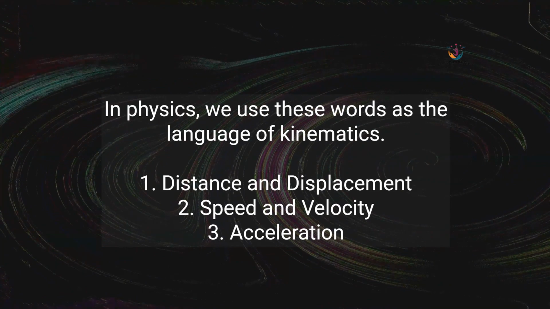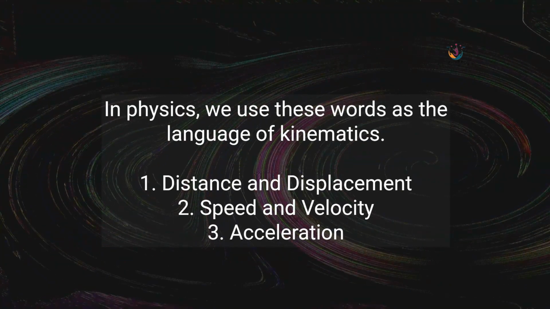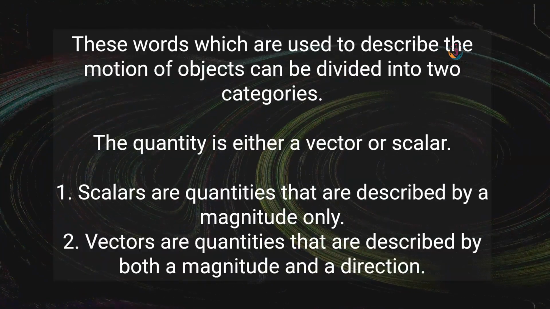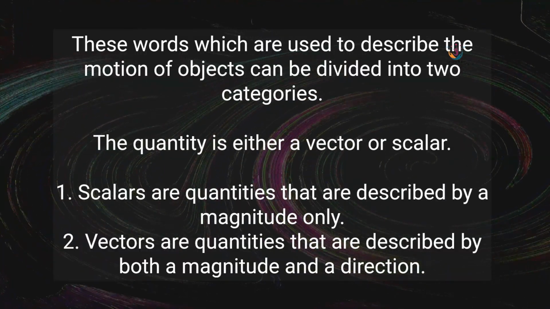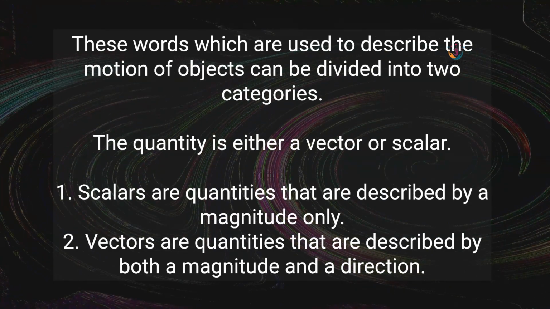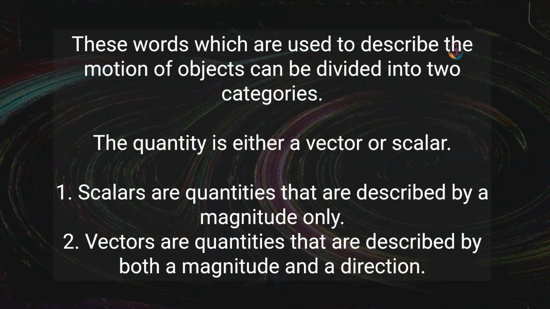1. Distance and displacement. 2. Speed and velocity. 3. Acceleration. These words, which are used to describe the motion of objects, can be divided into two categories. The quantity is either a vector or scalar.